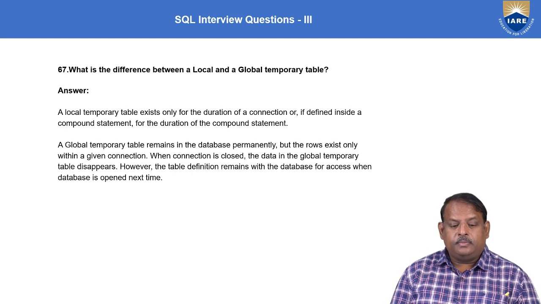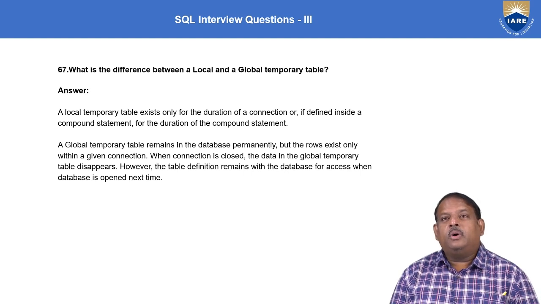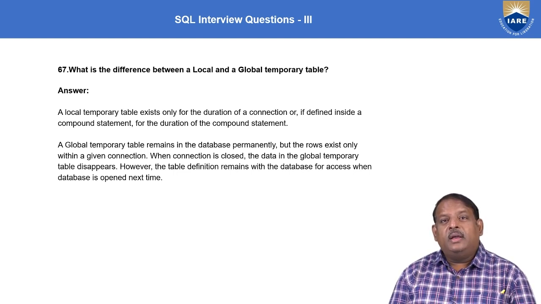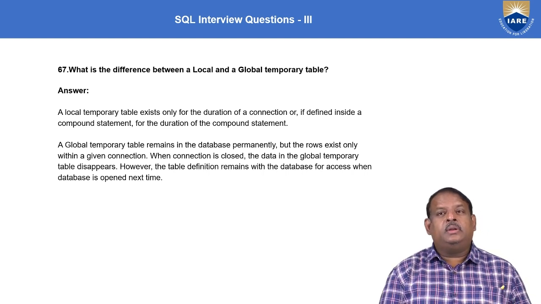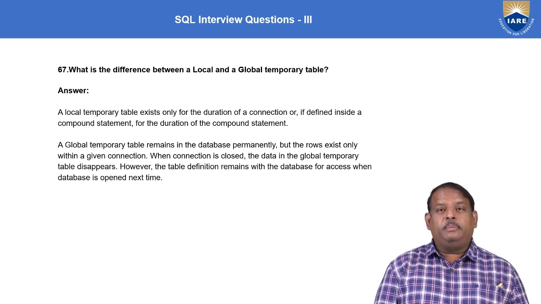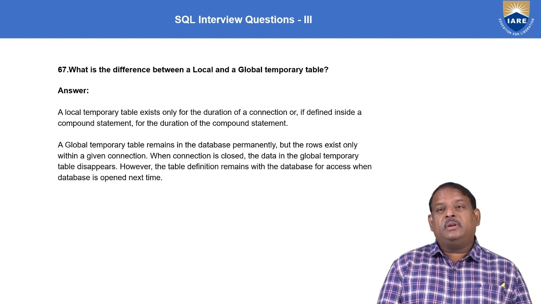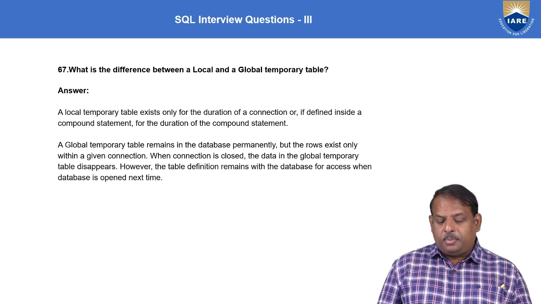So what is the difference between local and global temporary tables? A local temporary table exists only for the duration of the connection it was defined in, whereas a global temporary table is available permanently, but the rows exist only with the given connection. When the connection is closed, the data in the global temporary table disappears. However, the table definition remains in the database.